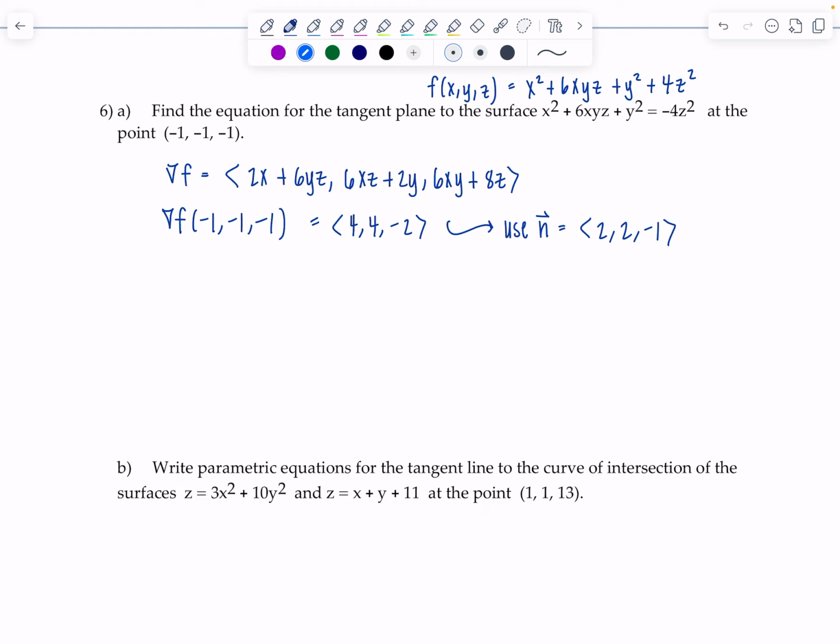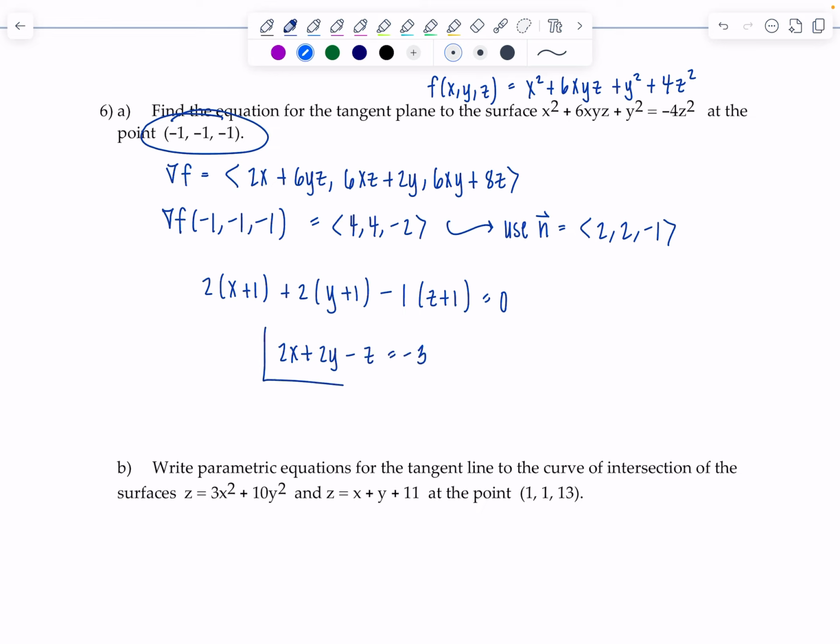Okay, here's the point. Hopefully you didn't forget how to write the equation of a plane. 2 times x minus -1 plus 2 times, you're basically dotting, remember? y plus 1 minus 1 times z plus 1 equals 0. So then we get 2x plus 2y minus z is -3.